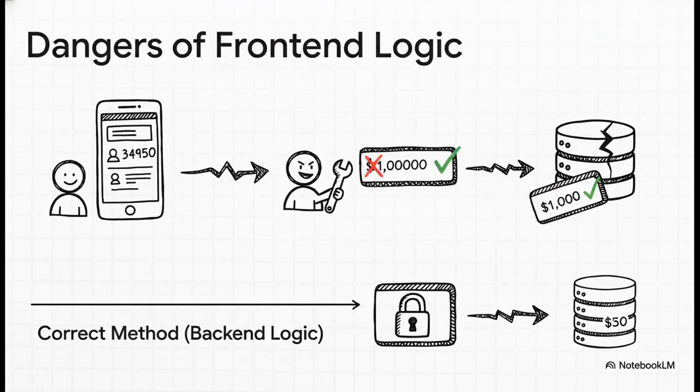Here's the danger. Because that code is on their device, a malicious user can actually stop it mid-execution. They could change their starting balance from, say, $10 to $1 million right before the addition happens. The code would then happily add $5 to their fake million and save it. This is exactly why critical logic, especially for things like banking, must live on a secure, trusted backend server that the user can never, ever touch.